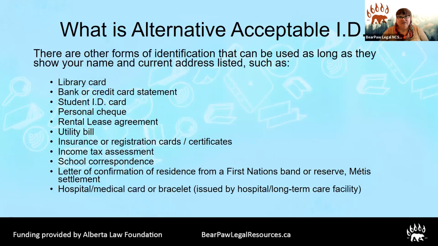So what are some alternative acceptable IDs to vote? They make it very easy to present ID to vote, and there are so many different acceptable alternatives to ID, such as a library card, a bank or credit card statement, a student ID card, a personal check, rental lease agreements, utility bill, insurance or registration cards or certificates, income tax assessments, school correspondence, a letter of confirmation of residence from a First Nations band or reserve or Métis settlement, or, surprisingly, a hospital or medical card or bracelet even issued by a hospital or long-term care facility.